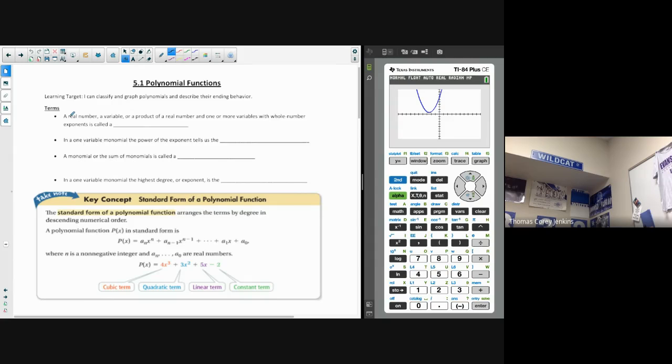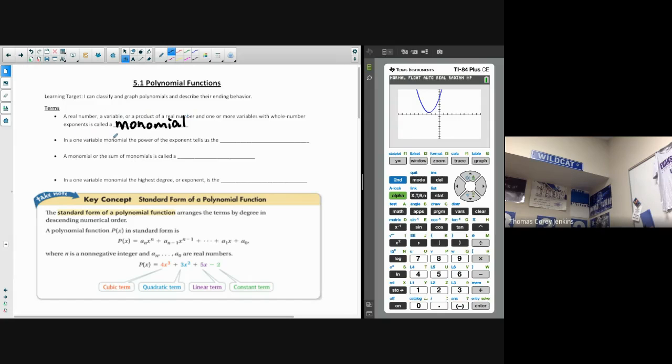A lot of this is vocabulary. A real number, a variable, or a product of a real number and one or more variables with whole number exponents is called a monomial. So that just means one term, right? If you have multiple variables joined together by multiplication, that's considered to be one term.